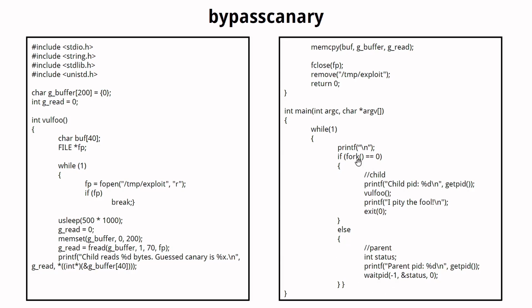Okay? For fork, both the parent and child process will return here, but the return value for fork will be different. In the child process, the fork system call will return 0. And the parent process will return the child process PID, I believe. That's why here, if we check whether the return value of fork is 0, it means this is a child process. Then the child process will first print out its own PID, then call the vulfoo function. This is on the left-hand side, we have the vulfoo function. We will look at it later.